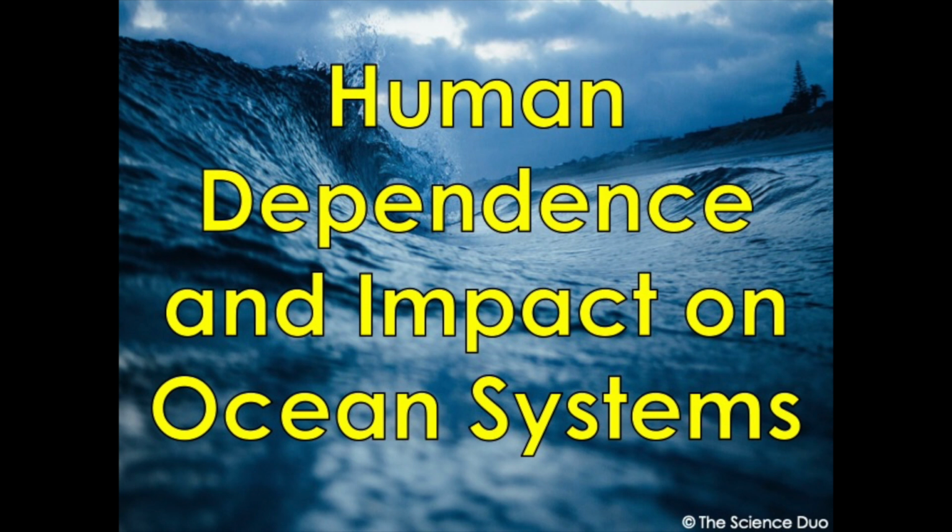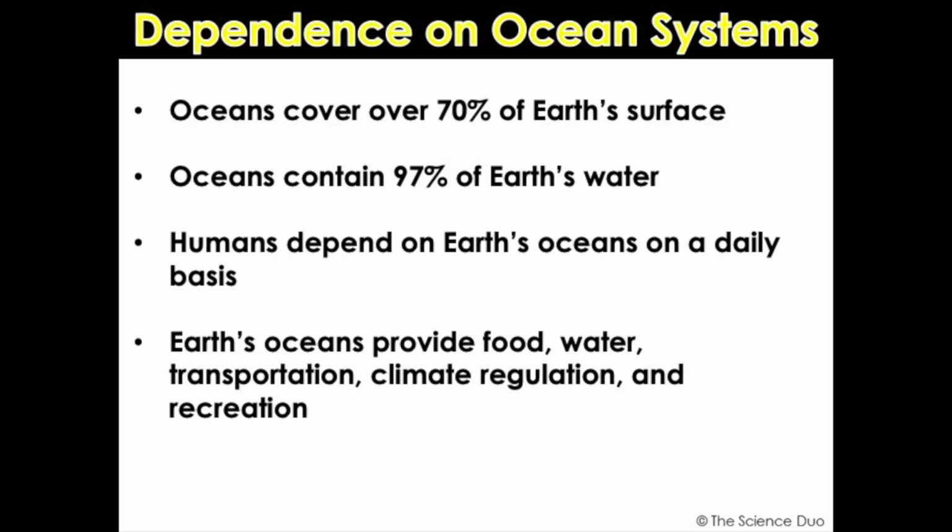Human dependence and impact on ocean systems. Dependence on ocean systems. Oceans cover 70% of Earth's surface. Oceans contain 97% of Earth's water. Humans depend on Earth's oceans on a daily basis. Earth's oceans provide food, water, transportation, climate regulation, and recreation.